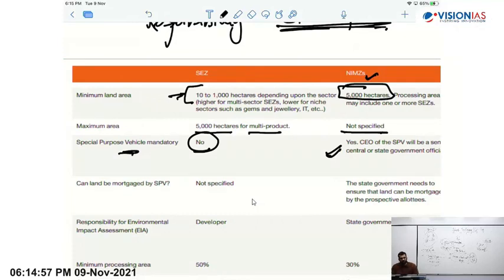SEZ could, see again, the state could have its own policy on SEZ. Okay. Most of the cases they had their own SPV only for managing the whole SEZ. स्पेशल पर्पस व्हीकल.